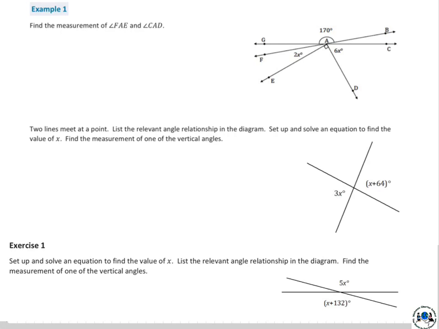All right, here we go. I want to just throw you to the dogs here. This one looks pretty brutal, but it's not. So go ahead and find the measurement of angle FAE and angle CAD. And here they are. Here is FAE, and then CAD. That is your task right now. Any which way you can, go ahead and use relevant angle relationships to make your way to the solution for those two. All right, go ahead and come back and we'll check it together.